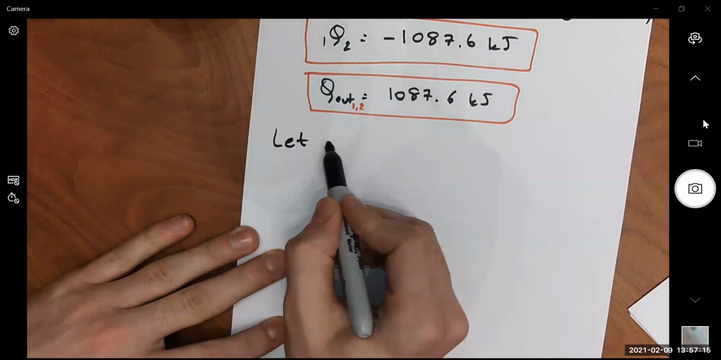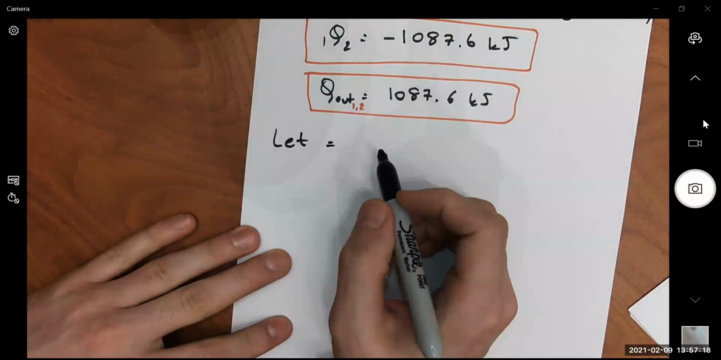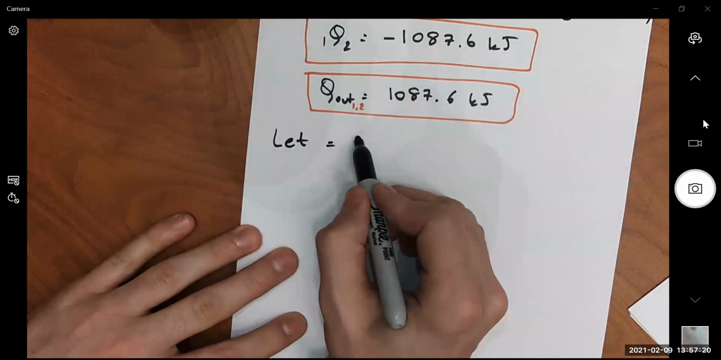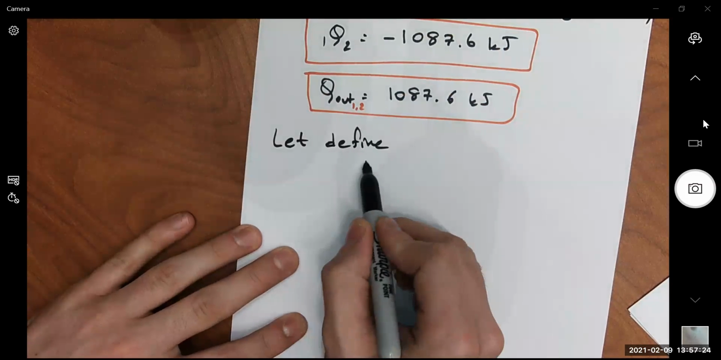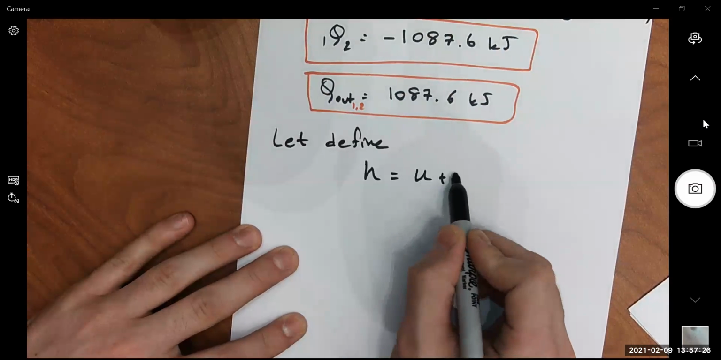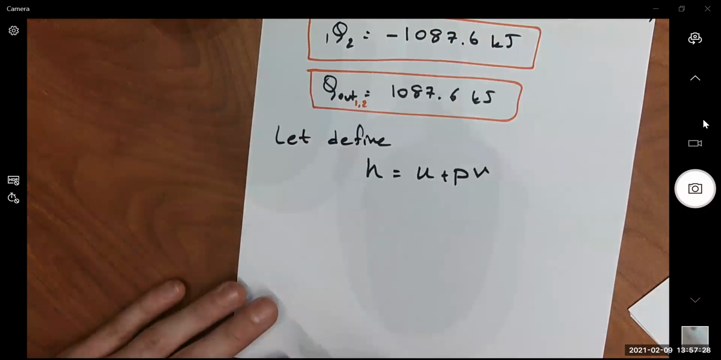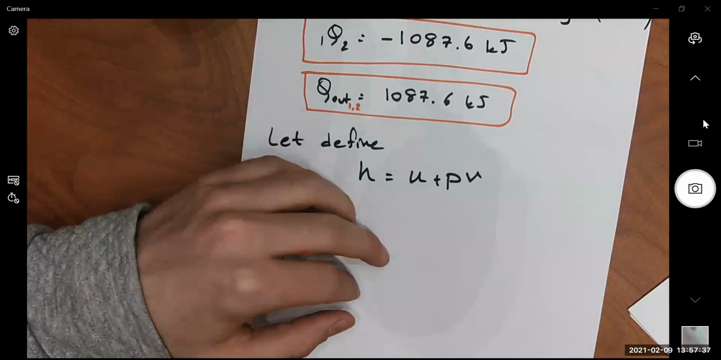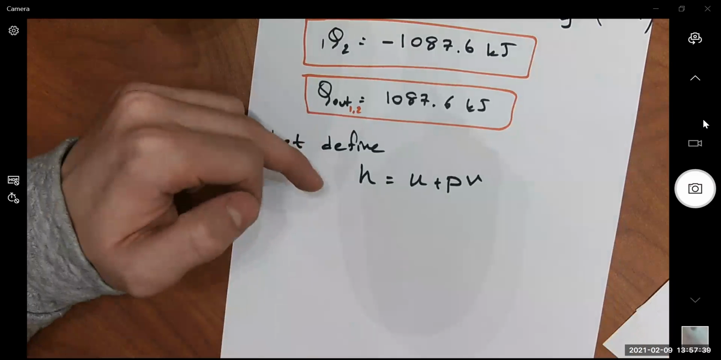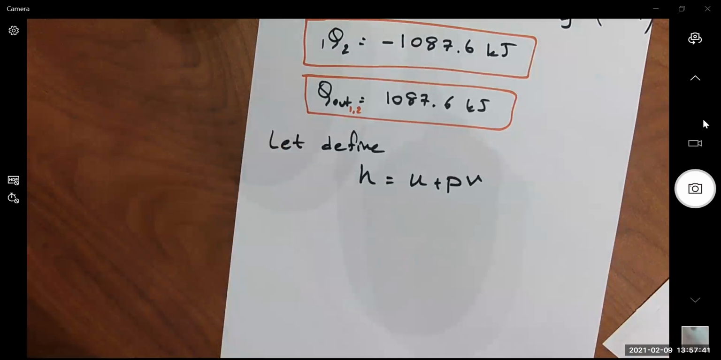Let's define enthalpy. H equals U plus PV. It's the definition of enthalpy, and from here I will show you that we can solve this problem by using enthalpy instead.